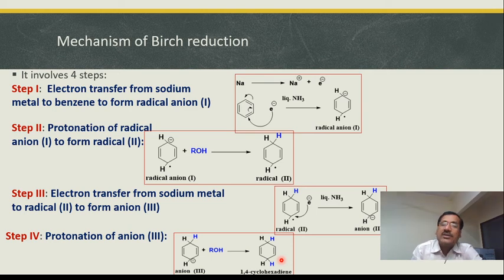It is very easy to remember this Birch reduction mechanism. Step 1 and step 3 involve the electron transfer. Step 2 and step 4 involve the protonation. So one can develop a mnemonic. What is that mnemonic? The mnemonic is EPEP. E means electron transfer from sodium metal to benzene. P means protonation. Electron transfer, protonation, electron transfer, protonation.